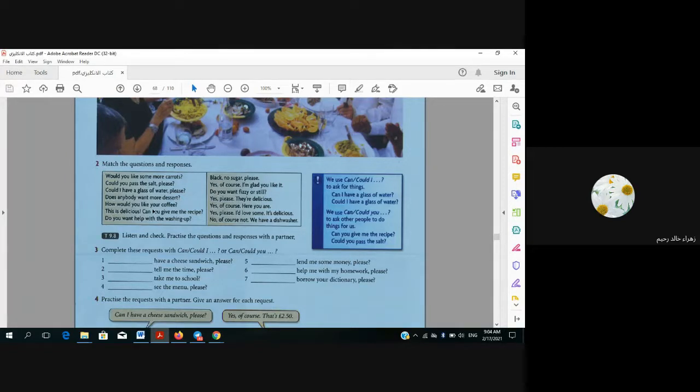How would you like your coffee? Black, no sugar please. Yes, very good. Excellent.